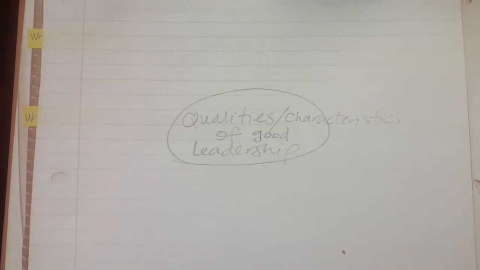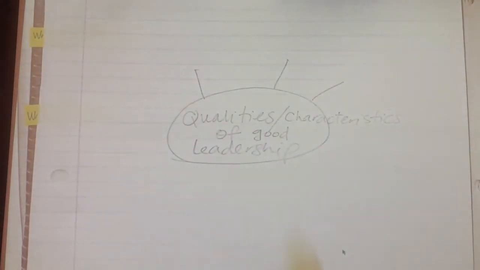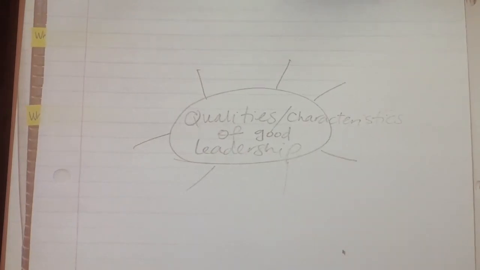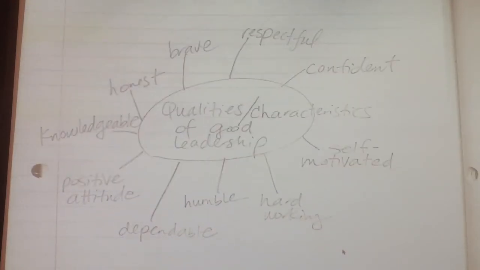So if you're watching the video, pause it and come up with 10 of your own qualities and characteristics of what you think makes a good leader. So after you pause the video, you should have come up with something like this. I have 10 different qualities and characteristics of what makes a good leader. And now I begin establishing my criteria for my thesis statement.